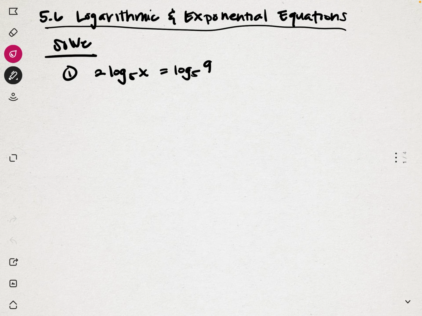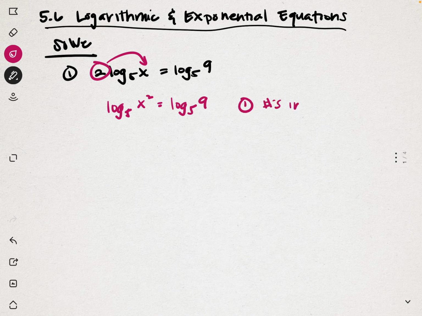All right, so for the first one, notice the log bases are the same. So what we're going to do here is kind of like we did last time. We're going to take anything we have out in front and apply that to our value. So in this case, we have x. We're going to say this is log base 5 of x squared equals log base 5 of 9. So step 1, numbers in front of logs become exponents.